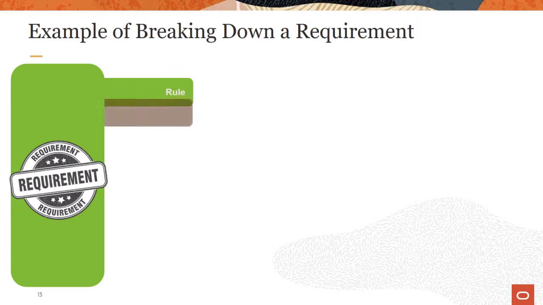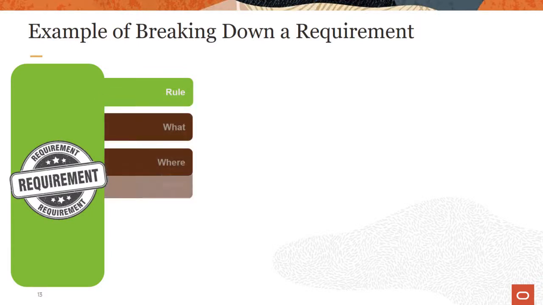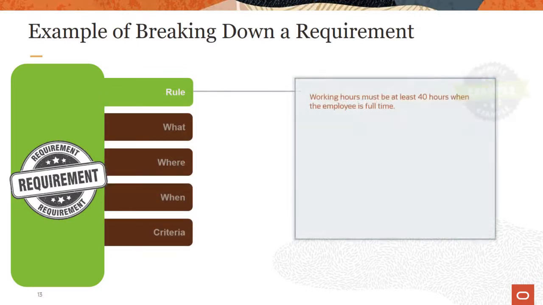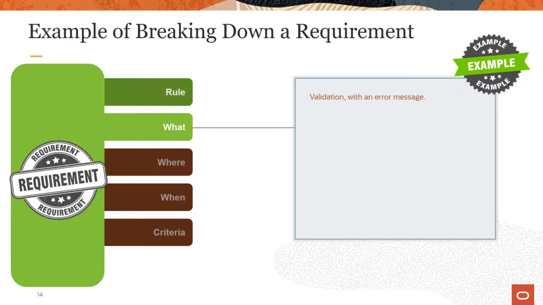Now, let's look at an example. Let's say that your organization requires that all full-time employees have at least 40 working hours. Since this is a requirement of your organization, you will need to validate that the employee has at least 40 working hours, and if not, an error message is generated. Next, you have to determine all the flows where this validation needs to occur. In this example, it is in the following flows.